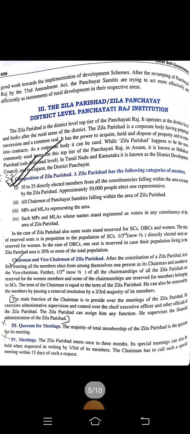Next we are having the Zilla Parishad, and in Zilla Parishad we are going to study the composition and the functions. So first, what is the Zilla Parishad? The Zilla Parishad is the district top tier of the Panchayati Raj. It operates at the district level and looks after the rural areas of the district. The Zilla Parishad is a corporate body having perpetual succession and a common seal. Zilla Parishad happens to be the most commonly used name for the top tier of Panchayati Raj.